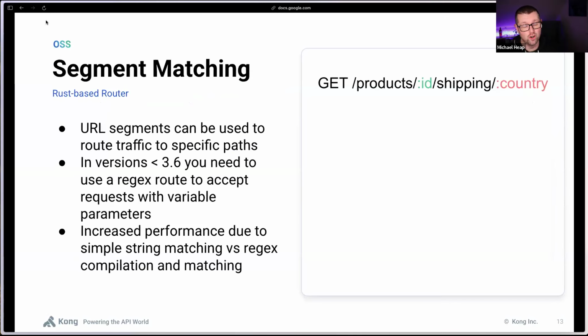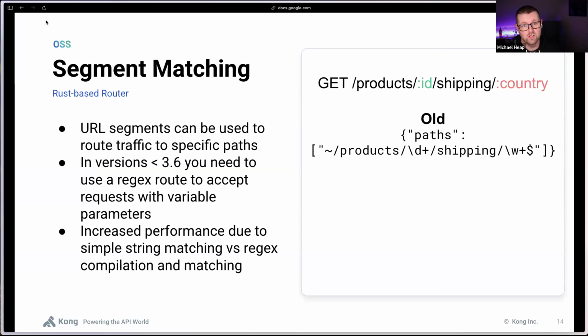Next up is more performant routing. Now, imagine that you've got an API that calculates shipping for a product to a specific country. This URL has two parameters, the product ID and the country to ship to. And previously, you'd have to define this route as a regex if you wanted to match dynamic data. This works, but if you have a lot of regexes and a lot of routes, it can slow things down because Kong Gateway has to compile every single regex and then iterate over every route, testing the incoming request against that regex.